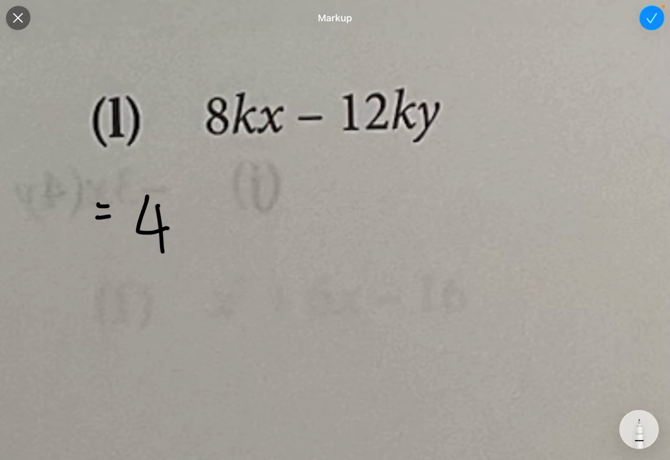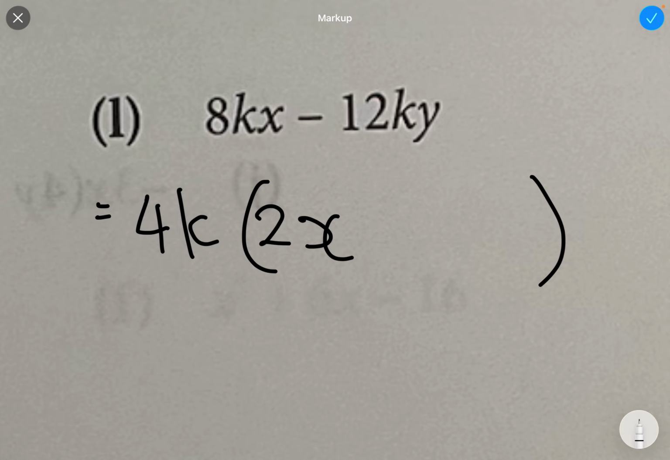Then I start to look at the alphabets. k and k. Means both can divide by k. So I take out the k also. Then what will be left behind will be inside a bracket. I start with 2 terms. I must have 2 terms inside the bracket. Okay? So 8kx divided by 4k. 8 divided by 4, 2. k divided by k, cancel. So I still have my x there. Minus 12 divided by 4. So minus 3. k cancel already. Left with y.